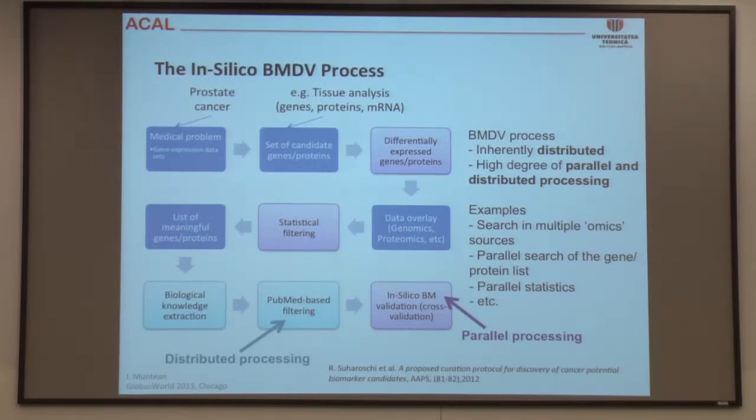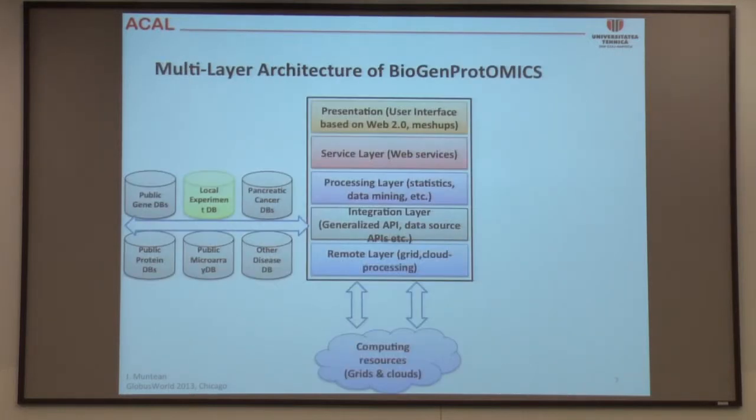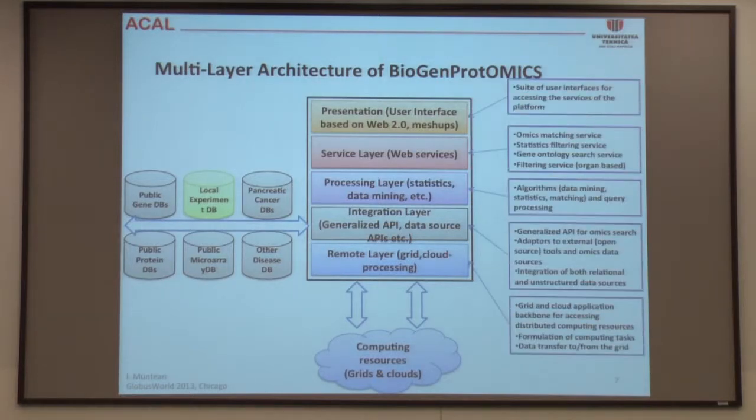And after that, this information is again cross-validated by biological knowledge discovery databases. This process is mapped to the following system, which the colleagues in Cluj have developed. It is a multi-layer architecture application framework and consists of a presentation layer, of course, where the user is able to input the relevant data. It contains a service layer in order to query and to activate statistics filtering services and so on.